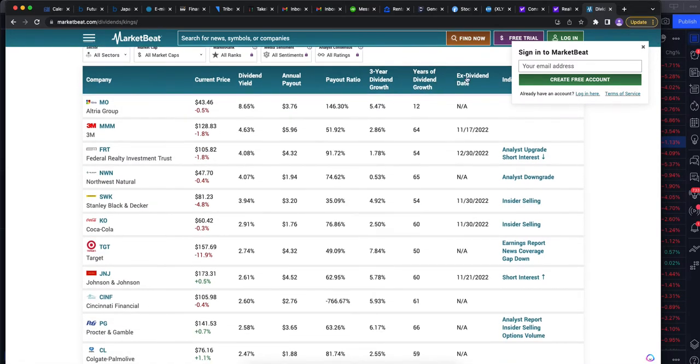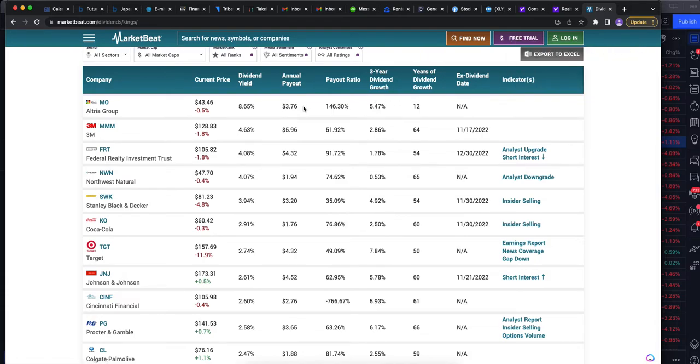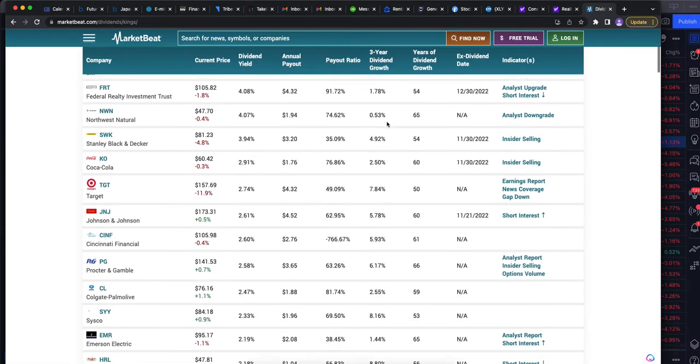All right. Realty Income, ex-dividend date. You see them coming up. All right. Payout ratio, you don't want it to be super high, but if it's on this list, I'm going to bank on it. All right, annual payout. They're paying $3.76 per share that you own, and each share is only $43.46. Right now, they're on sale. 12 years straight increase on dividend. All right, make it simple.